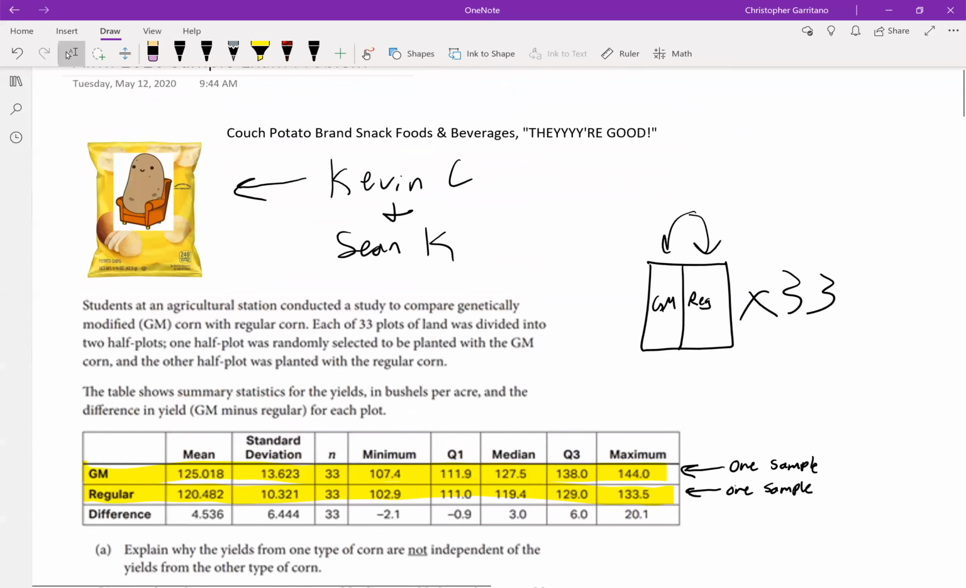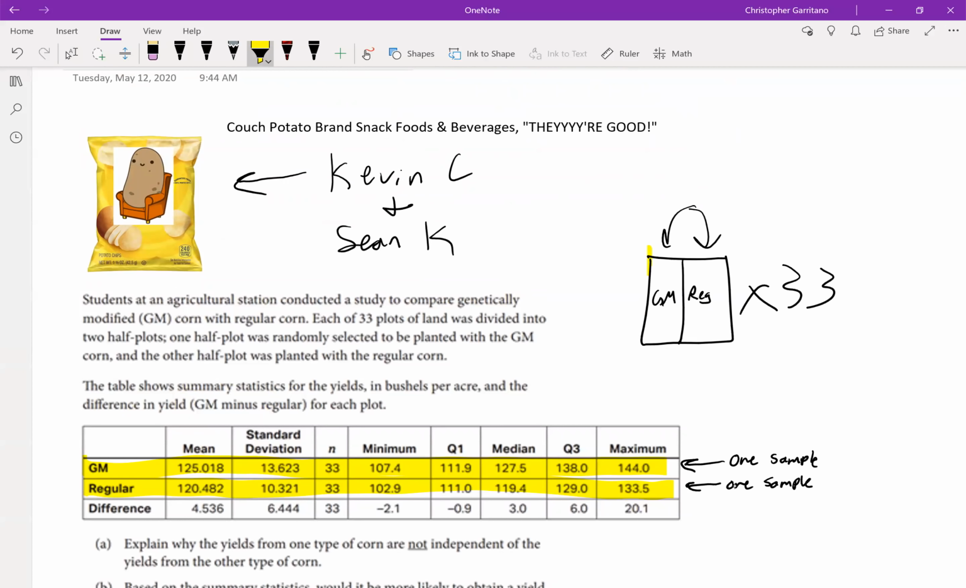Right, so again, each plot looks like this, and there of course is a finite amount of resources in each plot. And so who knows, maybe the genetically modified corn is more aggressive and uses up the resources at a faster rate than does the regular corn. And therefore the regular corn will not have access to as many resources.